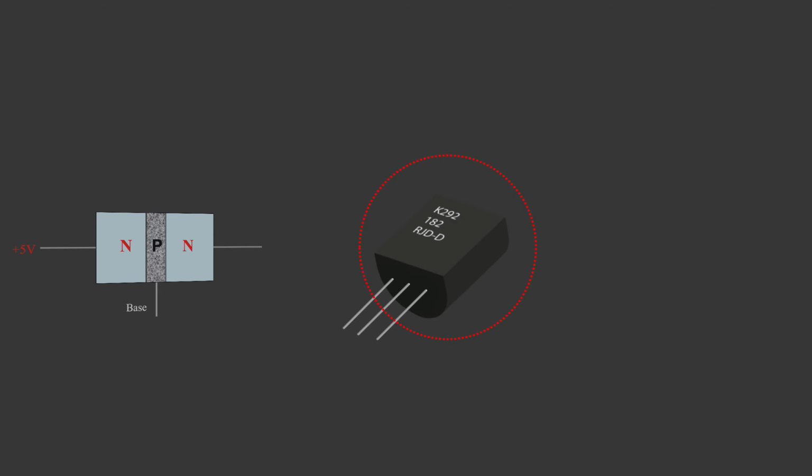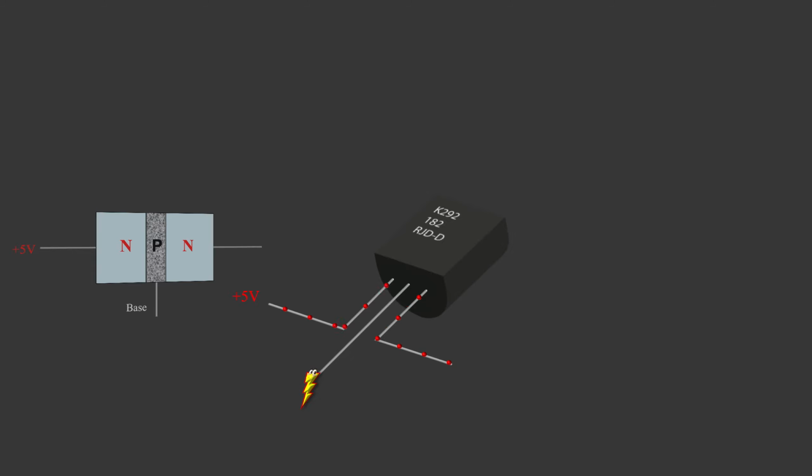This is how the sandwich could look from the outside. The sandwich is inside this black box. 3 legs sticking out are for connections. 2 legs allow you to connect it to the power supply. The middle leg allows us to control. If you apply the appropriate voltage, it will become a conductor.